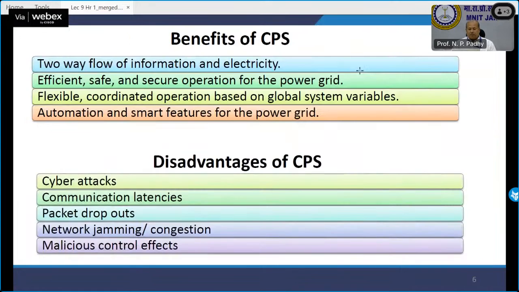So what are the benefits? First of all, two-way flow of information and electricity. I can talk to my smart meter, the smart meter can talk to me. I can talk to my inverter, the inverter can talk to me. I can talk to the BMS of the battery, the BMS can talk to me, and so on. So efficient, safe, and secure operation of the power grid. They are mainly made for the more secure operation of power systems. Flexible coordinated operation based on global system variables.